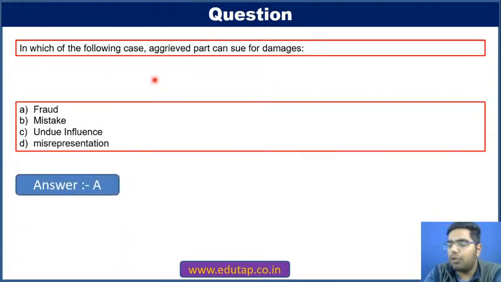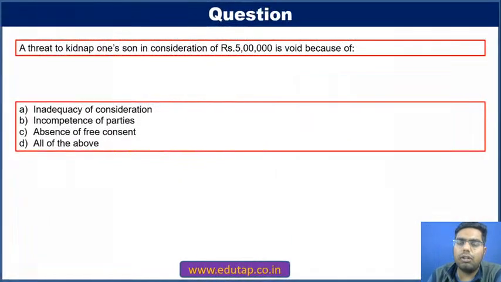The correct answer is A, fraud. The aggrieved party can sue for damages for fraud, because we can all see that fraud is deliberate. You have the intention to defraud other persons.